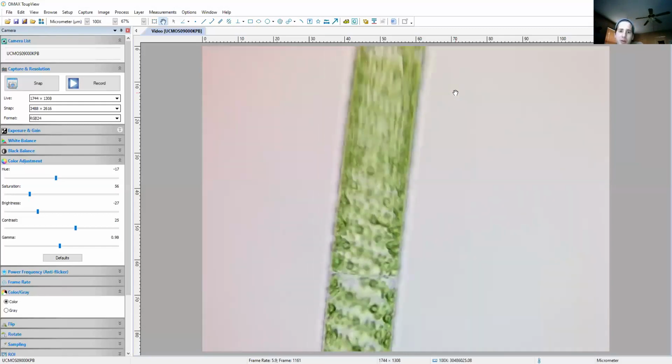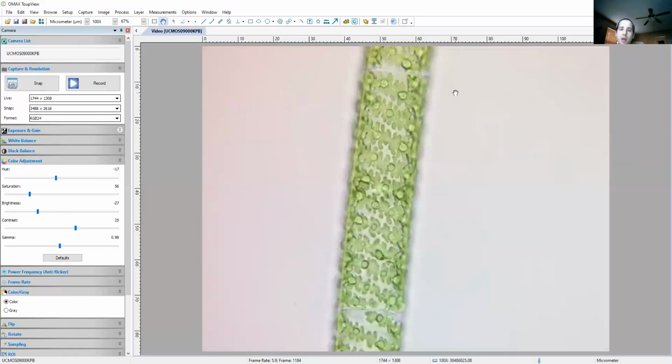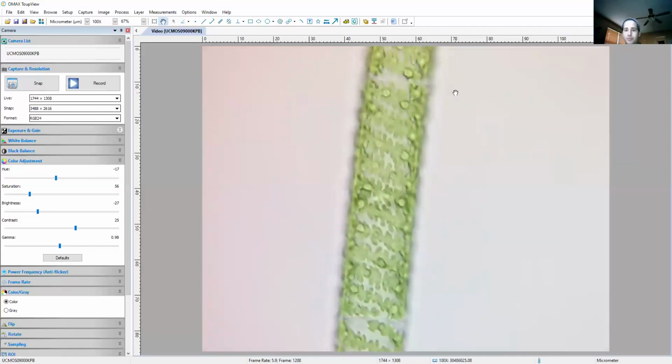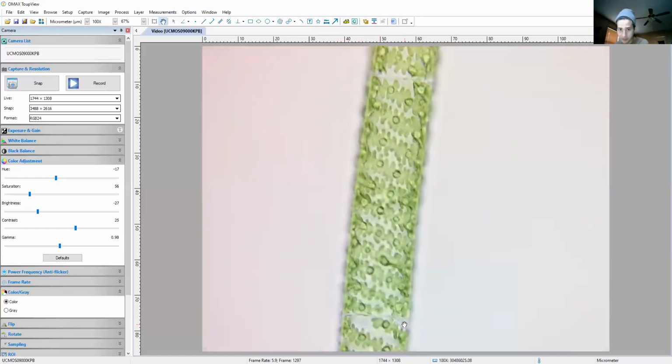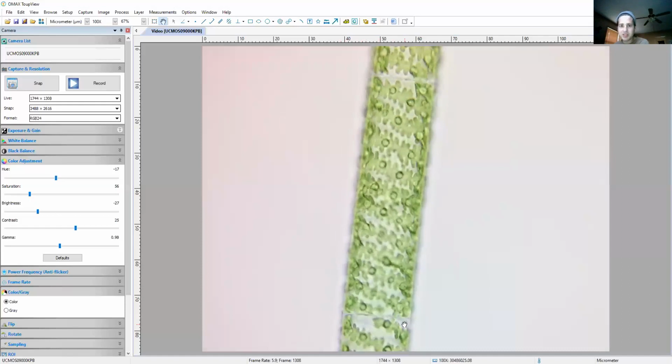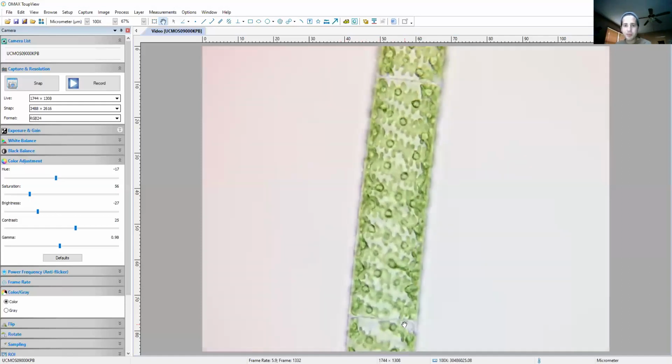So the features that we were looking for in our Spirogyra are going to be very similar to what we were looking for in our onion cell. So we have cell walls around the outside. They're very visible where they end. Or if I focus right down the middle of this cell, you can make them out a little bit better.